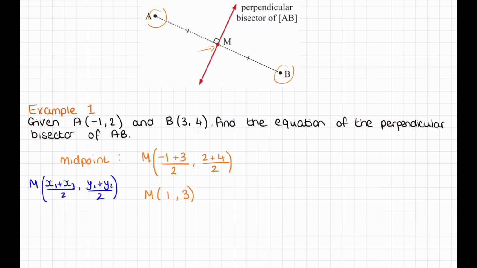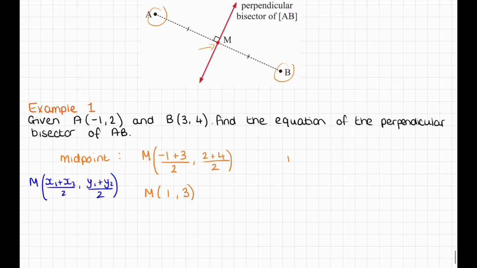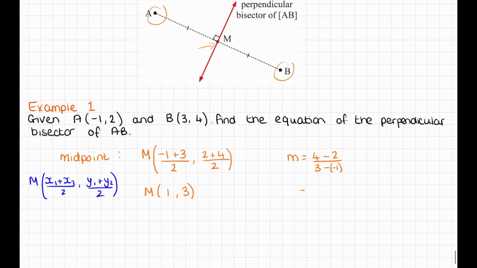Now to find the gradient, we've got A and B. We can just use those, so our m equals y2 minus y1 over x2 minus x1. Solve that and we would get 2 over 4, which is obviously the same as a half. You would be expected to simplify that to a half.